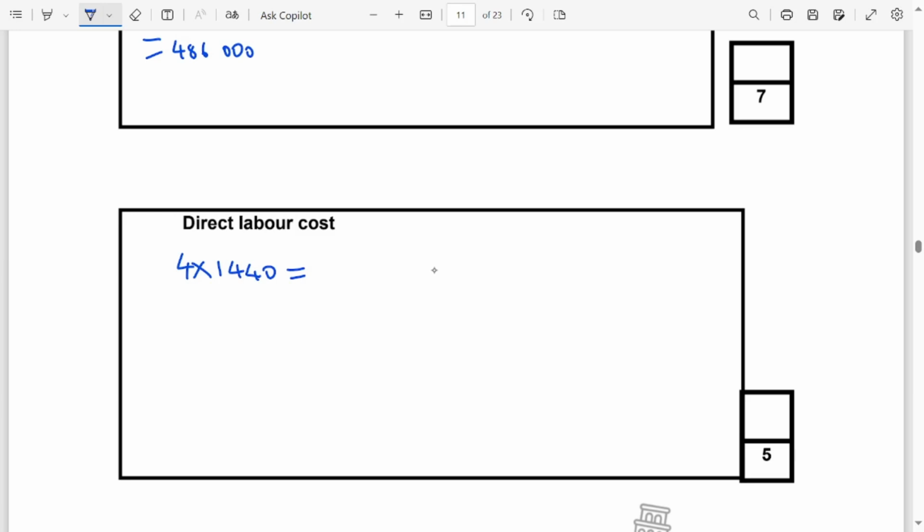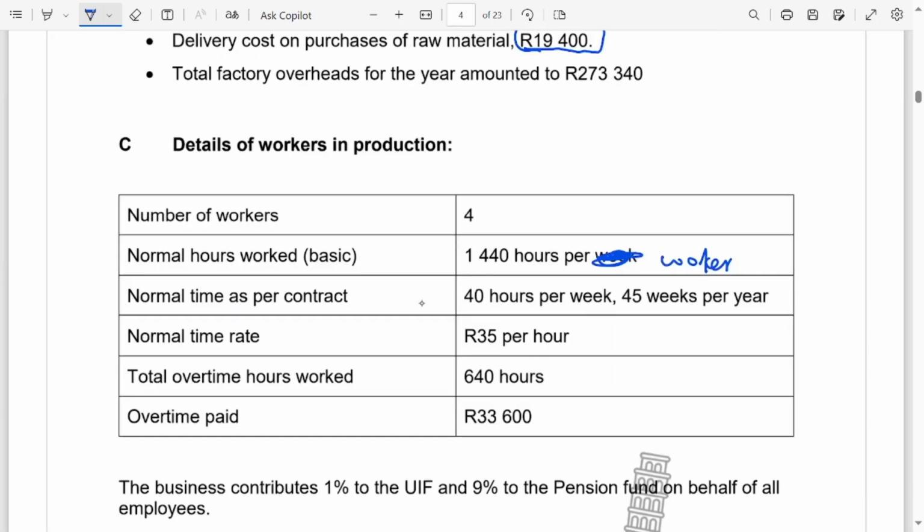So in total, these workers worked 5,760 hours. And then they said normal time per contract. Yes, per contract. The contract is saying that each worker is supposed to work 40 hours per week, 45 weeks per year. Then the normal time rate is 35 francs per hour, meaning that a worker is paid 35 francs per hour.